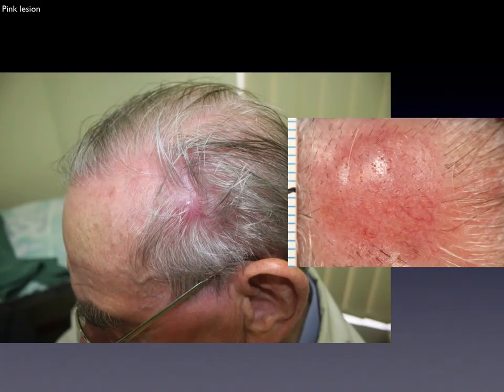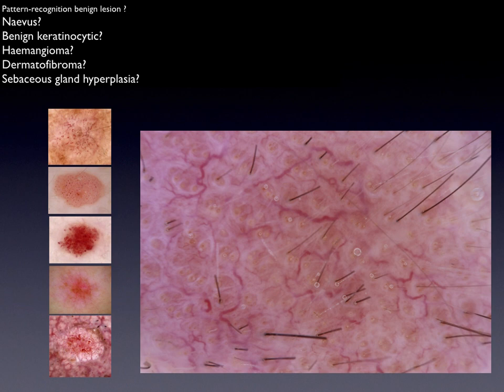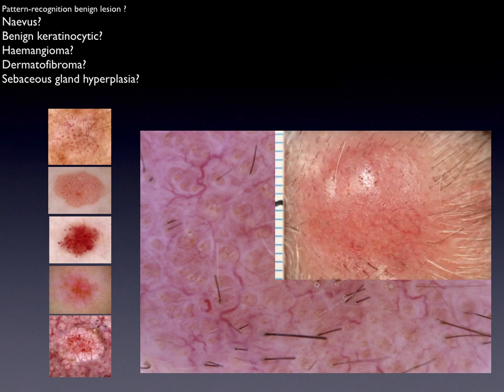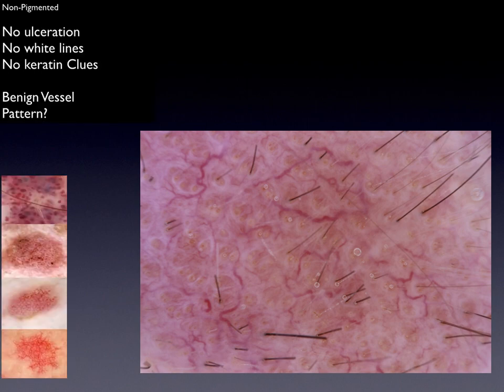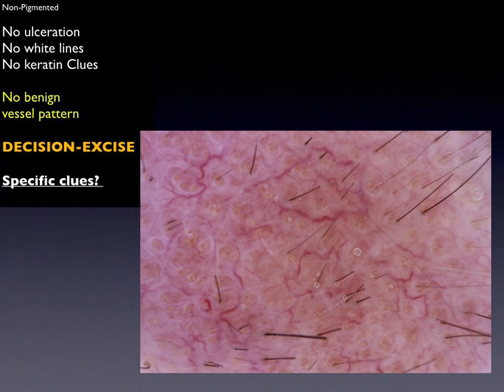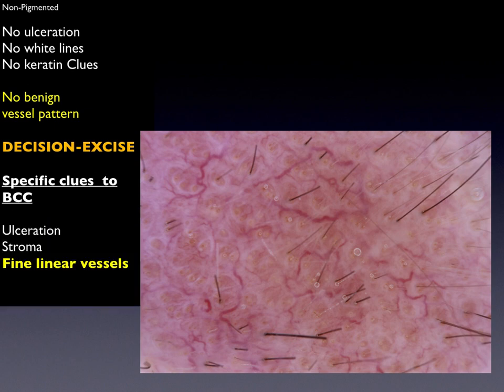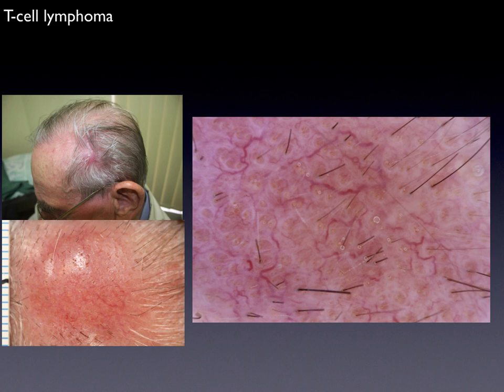Here we have a pink lesion on a man's scalp. We cannot make a pattern recognition benign diagnosis, so we put it through prediction without pigment. There is no ulceration. There may be white lines, but there are no keratin clues, and there is no benign vessel pattern. So we make the decision to excise. We look for specific clues to a specific diagnosis, and we do have fine linear vessels. We make the prediction that this may be a basal cell carcinoma, or maybe we just don't know, but we have to excise it, and the diagnosis is T-cell lymphoma.